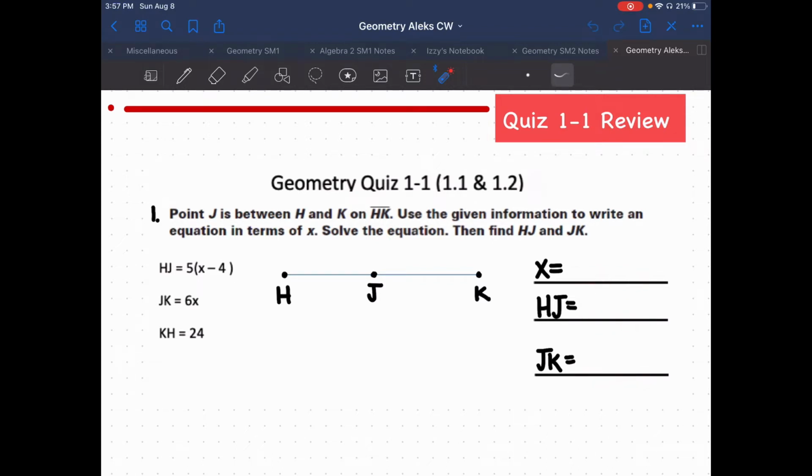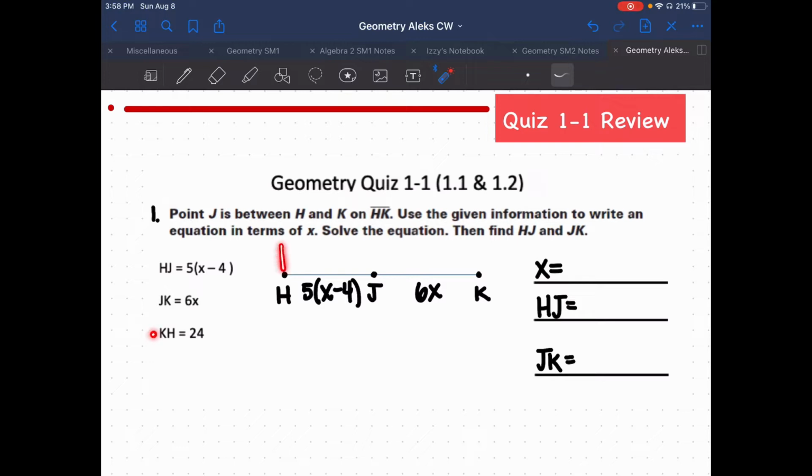All right, let's start by taking these three expressions that they've given us and placing them into the picture. So HJ would be right here. I'm going to go ahead and just write that expression. JK is right here, so I'm going to put 6x in there. If you want to, you could show that it goes from J to K, but as long as it's in between them, it's doing that already.